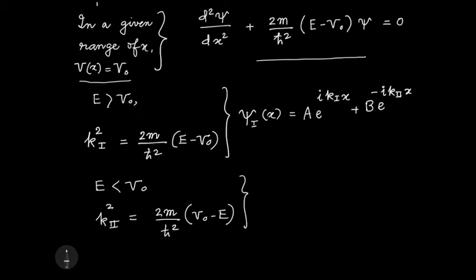So the solution now will be exponential instead of oscillatory. So let's call them, say, C e to the K2x plus D e to the minus K2x. Okay, again C and D have to be determined from the boundary condition. Now this is what we did last time.